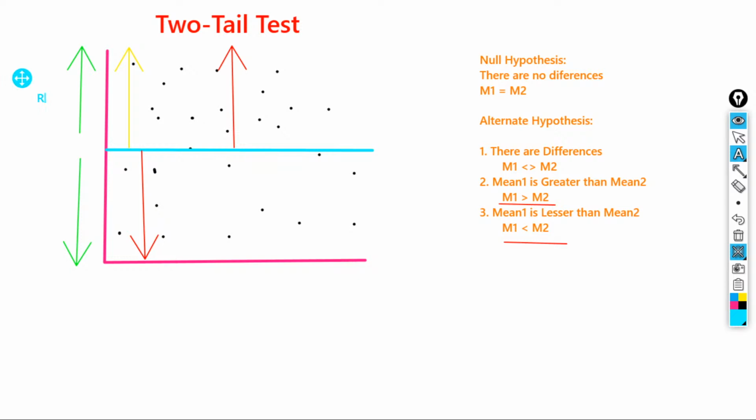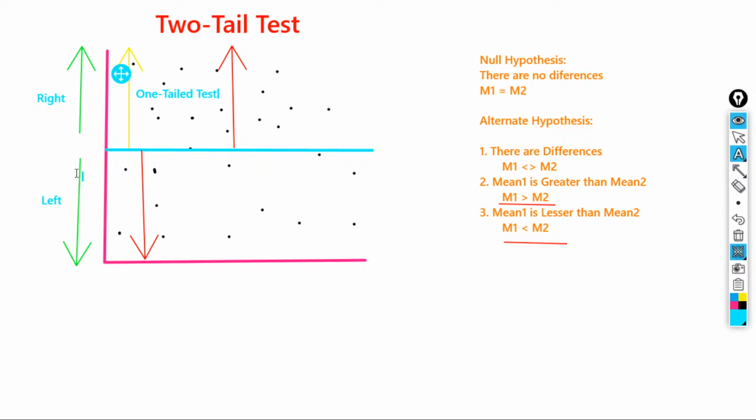So from the upper side of the mean, it becomes the right side of the distribution. From the lower side of the mean value, it becomes the left side. Now, whenever we are performing tests in only one direction, it becomes a one-tailed test. Here in this case, yellow is a one-tailed test.